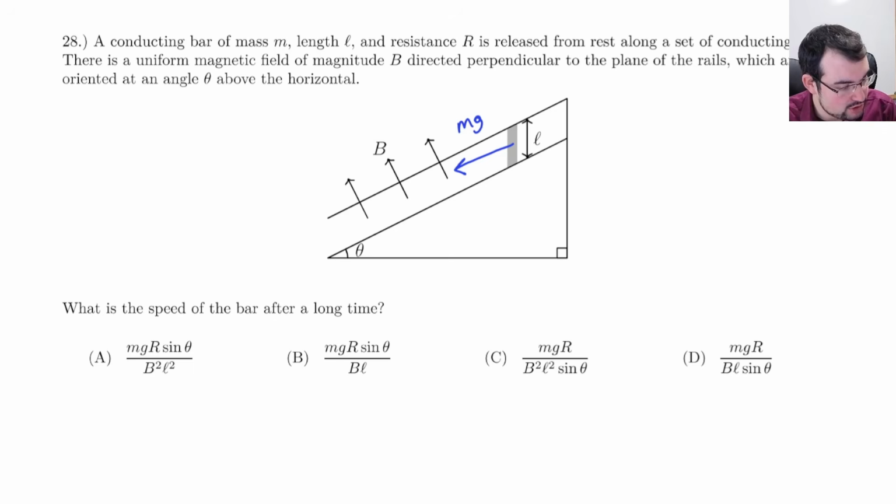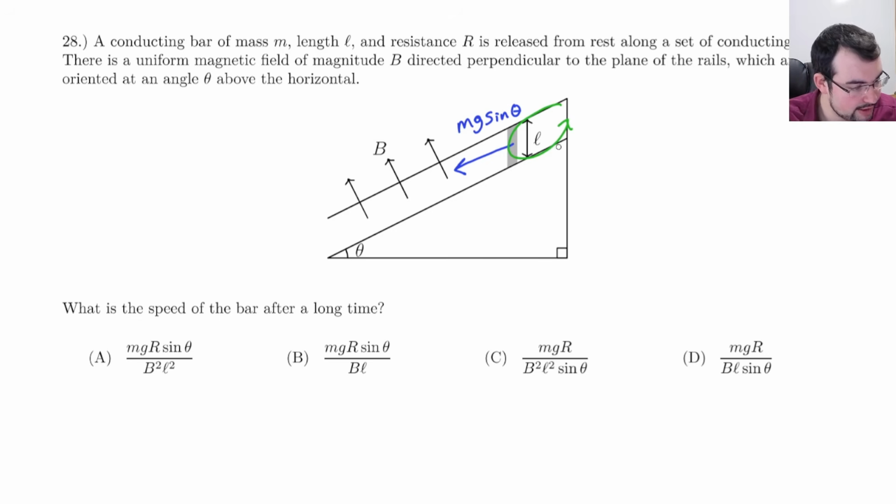So we know it's going to be mg sine or mg cosine, and looking at the answer choices, I think it's clear which one it is. But we could argue it has to be mg sine, because if you have a large angle, you get a large gravitational force component pulling you down, and if you have a small angle, you get a low component. All right, so mg sine theta pulls down. But also, as this bar goes down the rails, there's going to be a current that starts to circulate. Is it that way?